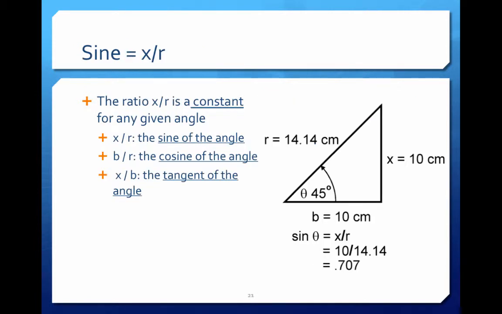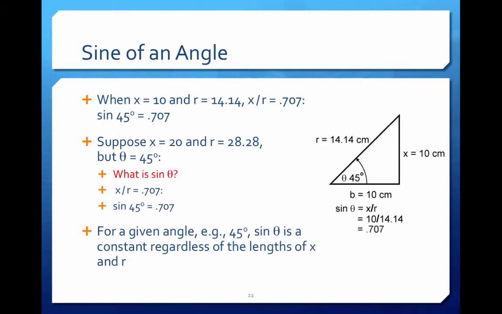If you remember way back to high school, the sine is the displacement over the radius. The ratio of x to r is constant for any given angle. The sine of the angle is constant. The sine of a 45-degree angle, regardless of the size of the circle, will always be 0.707.